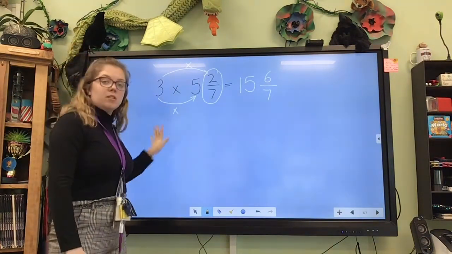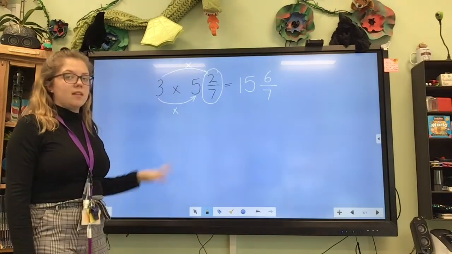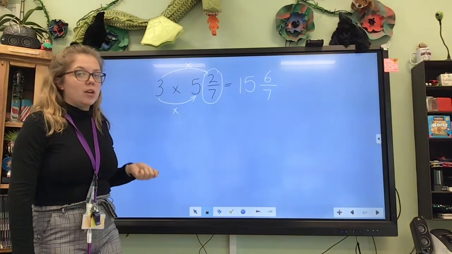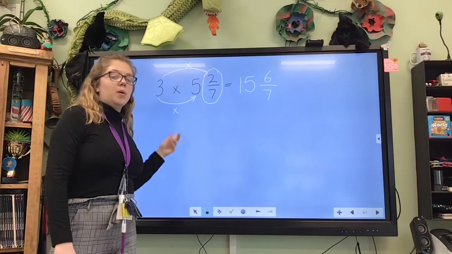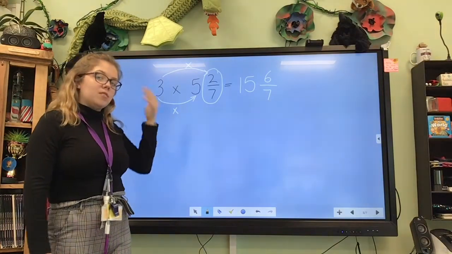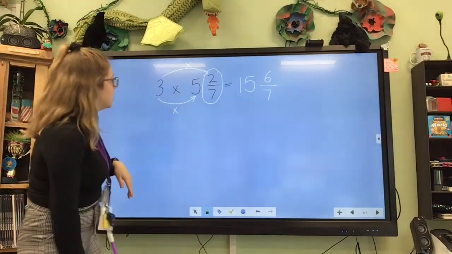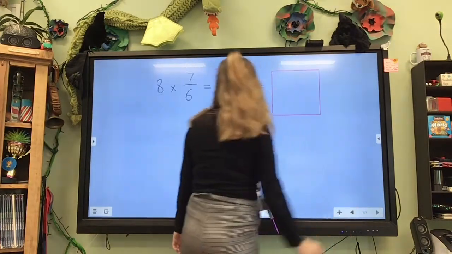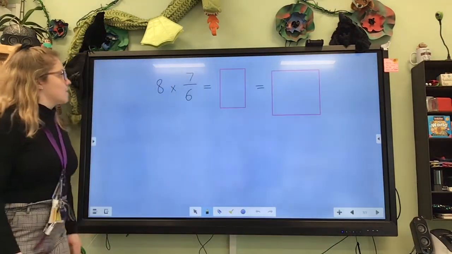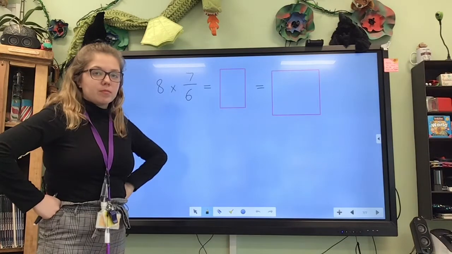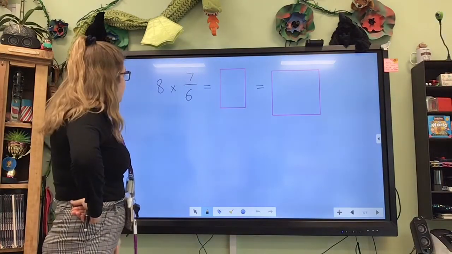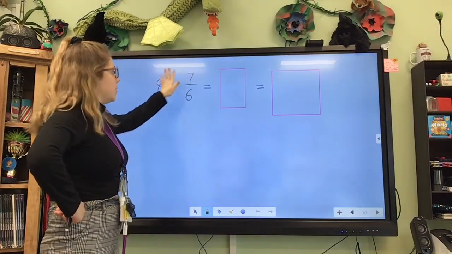But if you still need to use the jottings, please do that today. That's absolutely fine. This is new learning today, so if it takes you a little bit of time to get the 3 steps clear in your head, that's fine. Well done if you got that answer. Okay, last question for us today. 8 multiplied by 7/6.